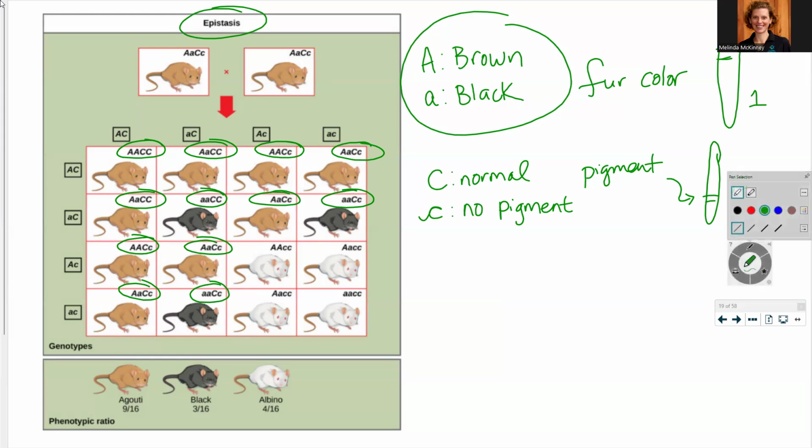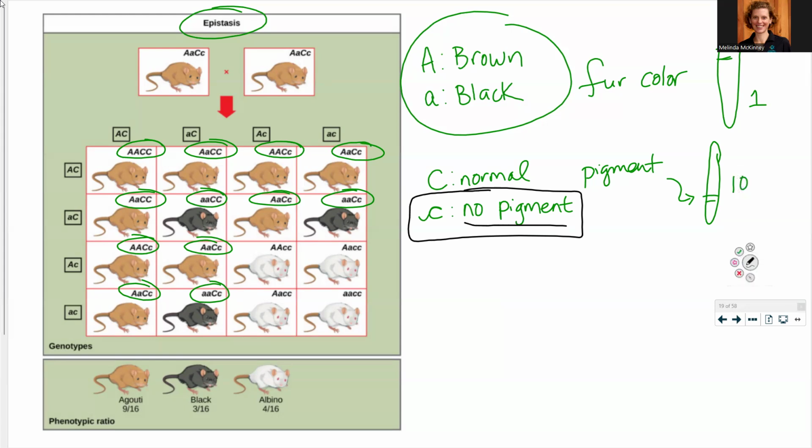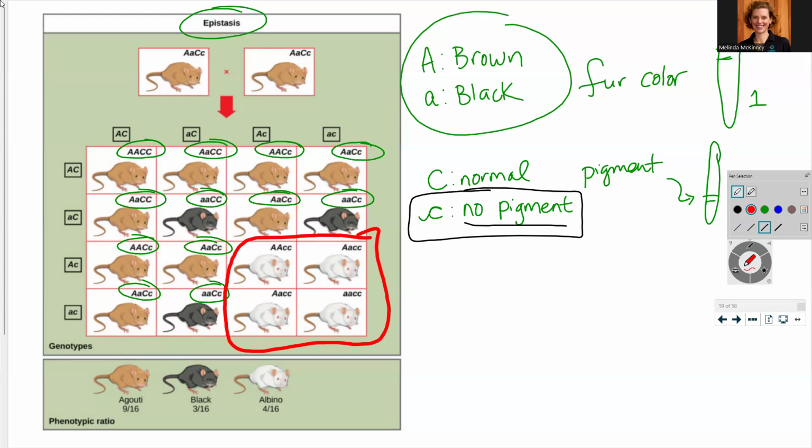Where it gets weird, where the interaction occurs, is if you have two lowercase c's, the two recessive alleles for no pigment. That's down here. Let me use a different color, so let's use red. Down here, all of these mice that are white have the genotype of homozygous recessive for the pigmentation gene. So the interaction between the pigment gene and the fur color gene is an example of epistasis.